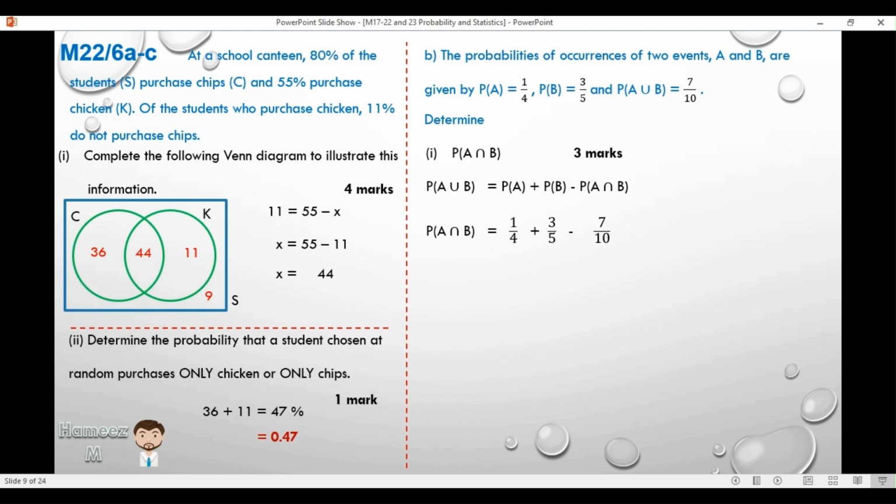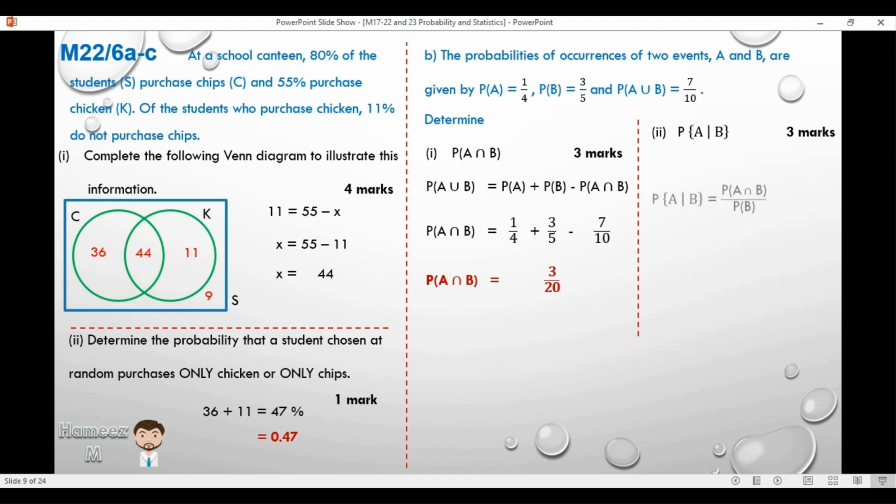Now 1/4 is equal to 5 over 20, plus 3/5 is equal to 12 over 20. 5 over 20 plus 12 over 20 is 17 over 20, minus 7/10, which is 14 over 20. So if we do the subtraction, we'll get that the intersection is 3 over 20. And we go on to part 2. So determine, in part 2, the conditional probability of A given B.